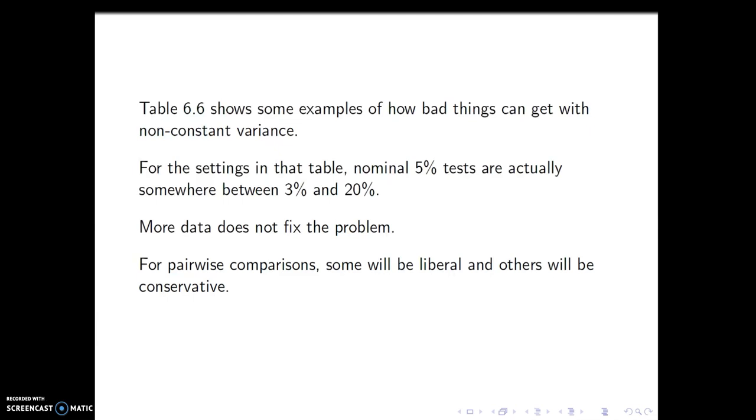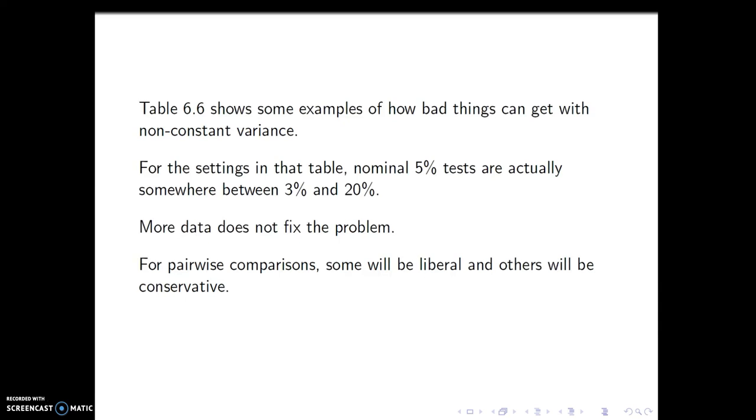Let's look at the table in the text about how bad things can get if we violate non-constant variance. We're doing in this table 5% tests that actually vary from 3% to 20%. So that's the one I worry about. That whole normality thing, I'll often tell you guys, don't worry about that so much, because like I just said, this is the one that really causes headaches. Thankfully it's often easy to fix too.